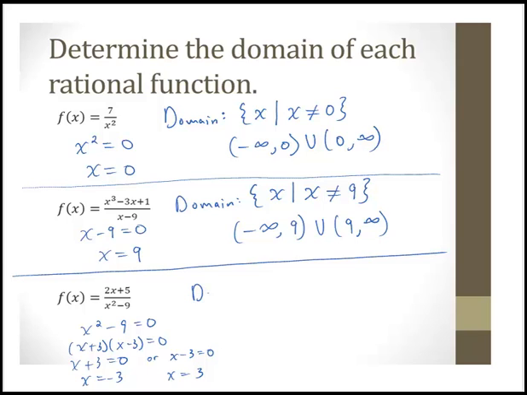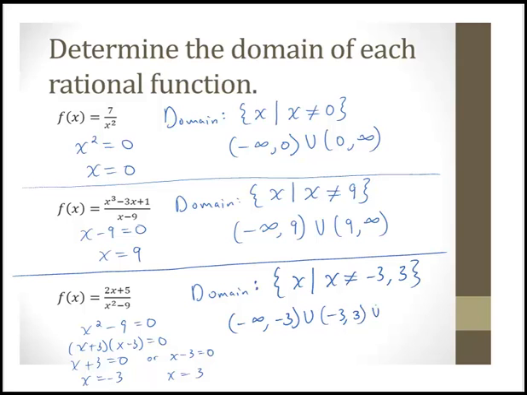So for our domain, we would have the set of numbers x such that x is not equal to negative 3 or 3. And again, we could write this using interval notation. We would go from negative infinity to negative 3, union negative 3 to 3, union 3 to infinity. All right, so there are some examples of finding the domain of a rational function.